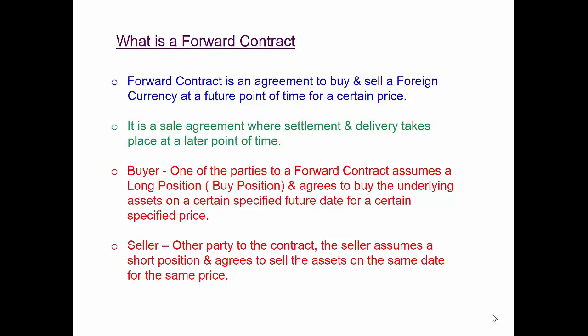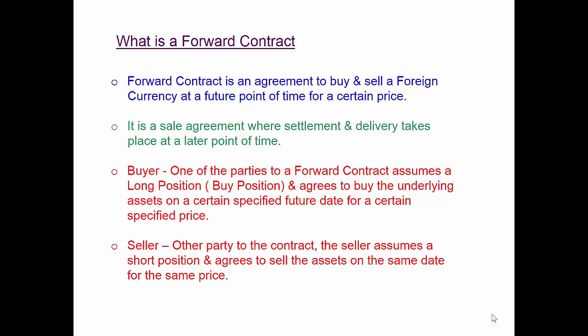So, in summary, we can say a forward contract is an agreement to buy and sell a foreign currency. Because we are discussing the forward contract in the currency market, I am writing it like that: buy and sell a foreign currency at a future point of time for a certain price. It is a sale agreement where settlement and delivery take place at a later point of time.